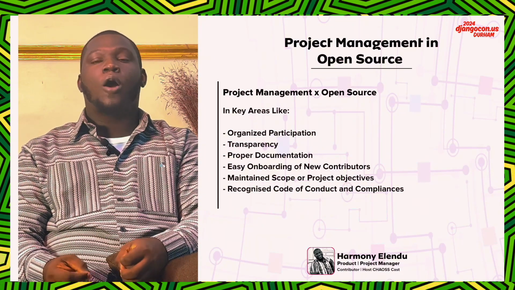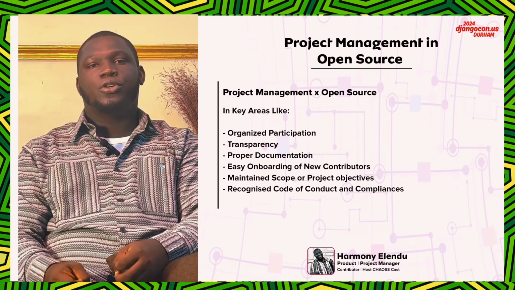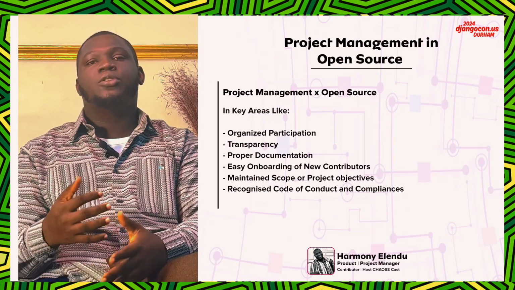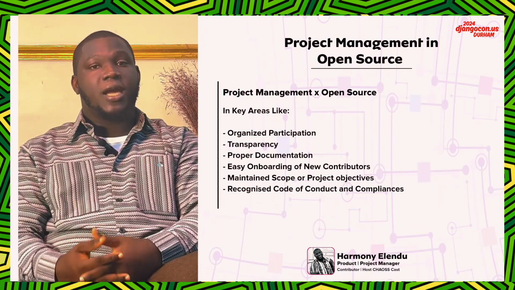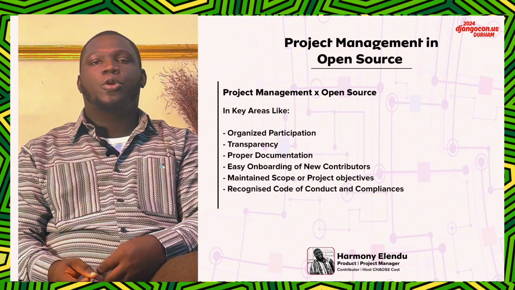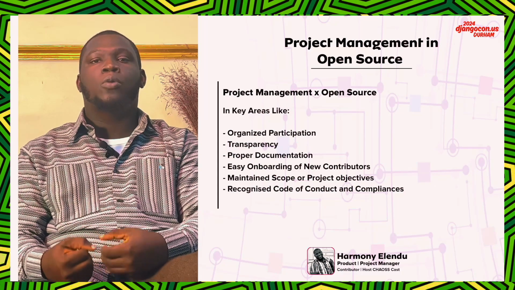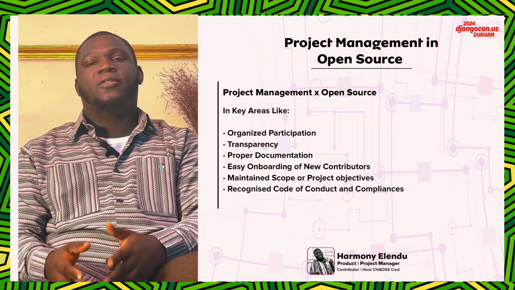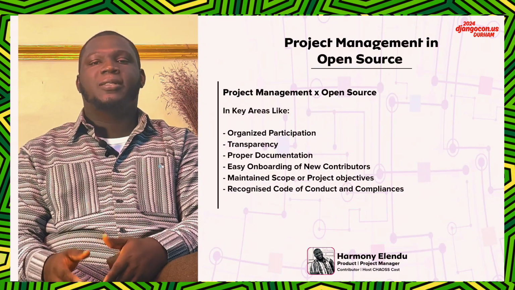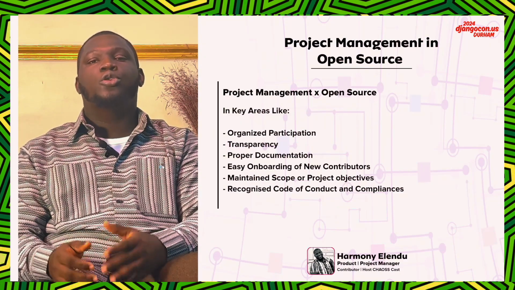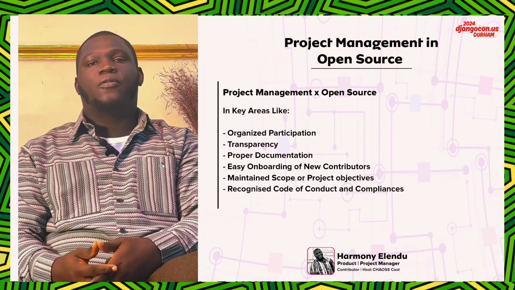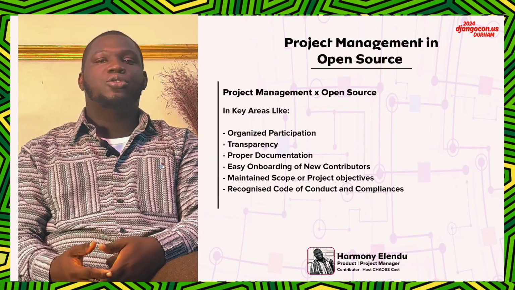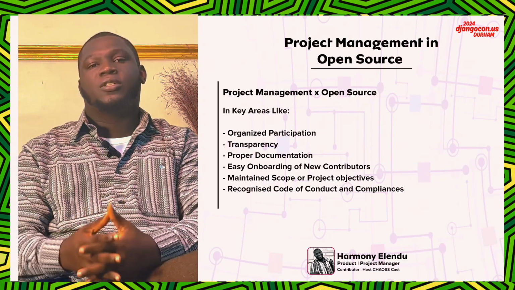So with the fusion of project management in open source, there are various key areas in the open source industry that tend to increase. Things like organized participation. Open source contributors tend to become more organized because there is somebody that not just manages the project development cycle, but also the persons and the things that are used to contribute into this project. For instance, the project managers help to streamline issues and PR requests with the aid of GitHub bots.